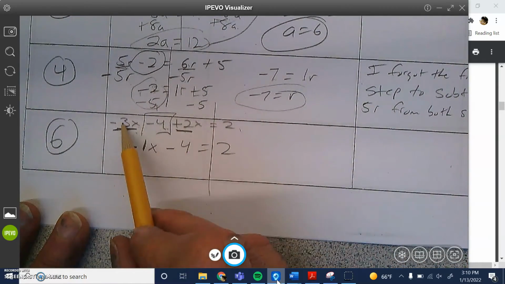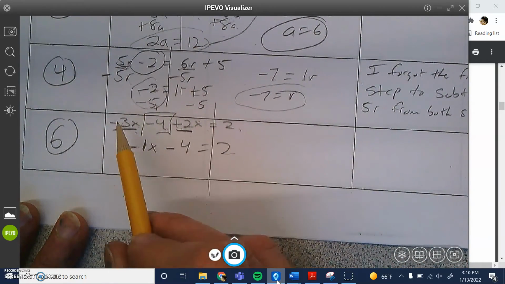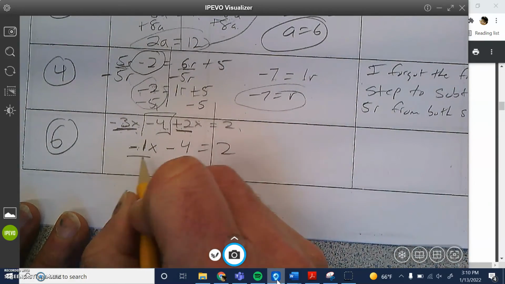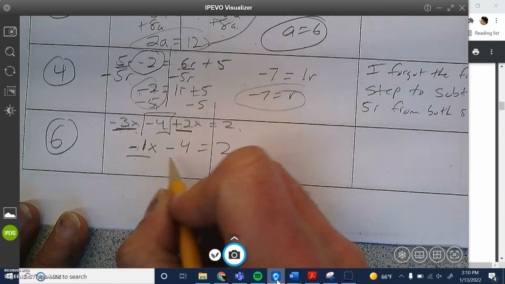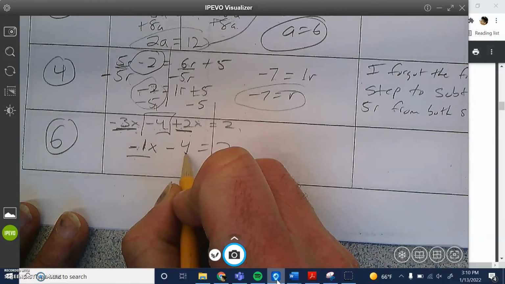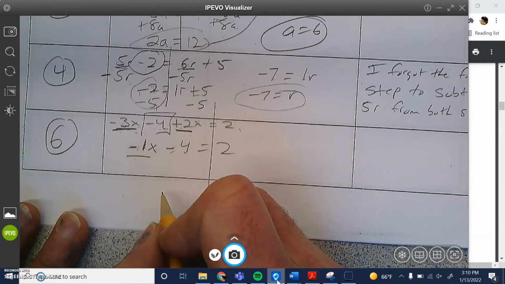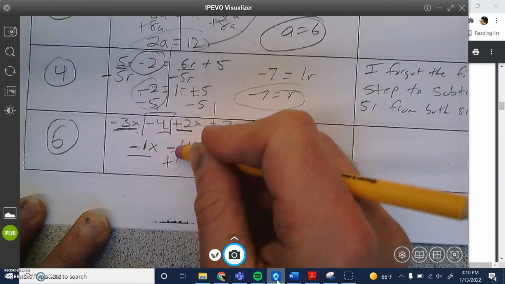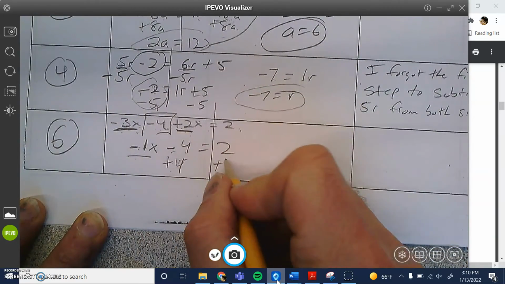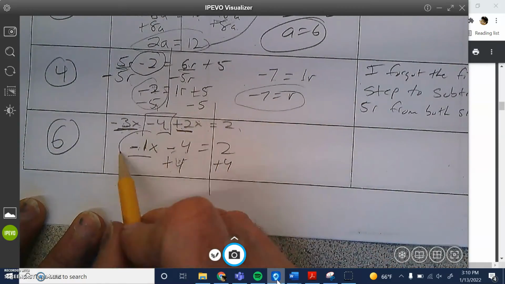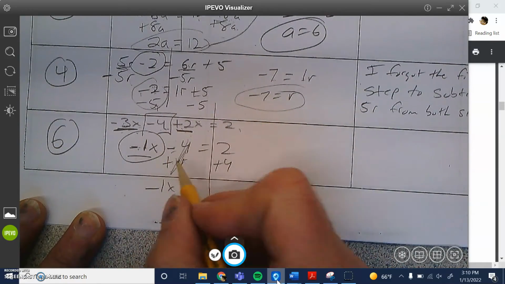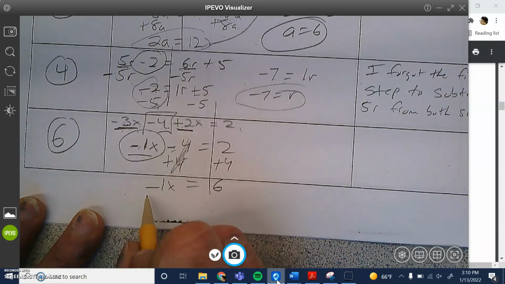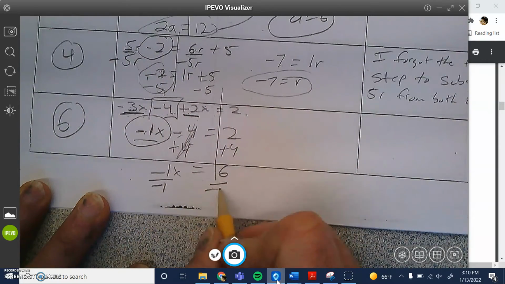This is not 5, it's negative 1. Negative 3 plus 2, if I owe $3 and I get 2, I have negative 1, right? So I don't divide by negative 1 yet. I can do something the furthest away first. What is the opposite of subtract 4? Add 4. I don't know why I wrote 5. That's silly. So negative 1x, this is 0, equals 6. Is 6 the answer? Nope. I need to divide by negative 1.